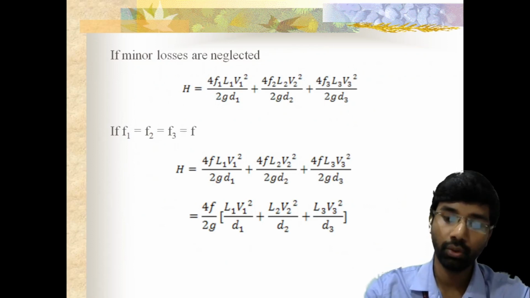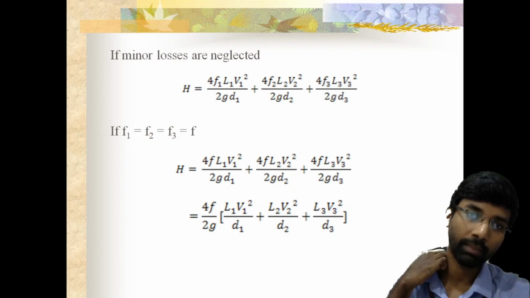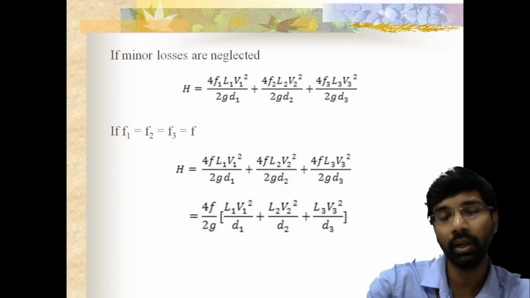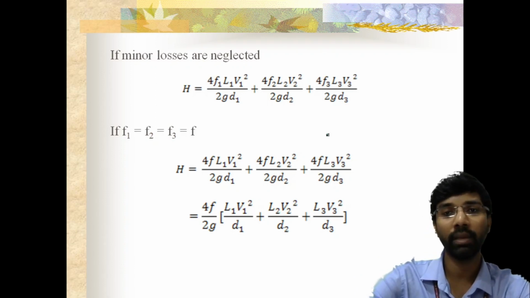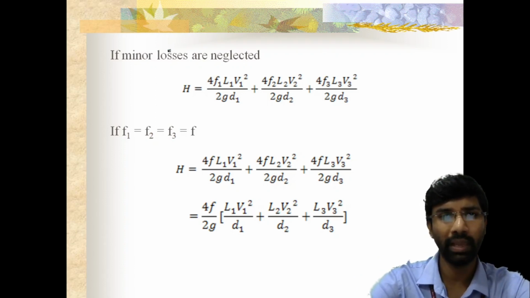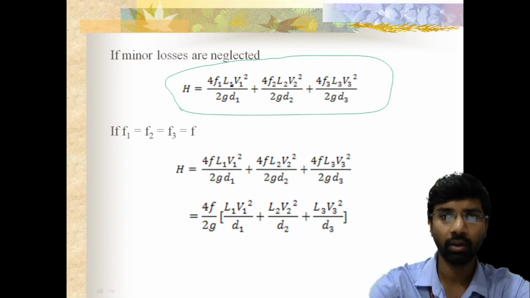But if the pipe is very long, you can consider the minor losses negligible. The only major losses we will consider in these pipes are frictional losses. If you neglect these minor losses, then you will get the equation H equals 4f, a simple summation of frictional loss values. If f1 equals f2 equals f, then the equation turns out this way.